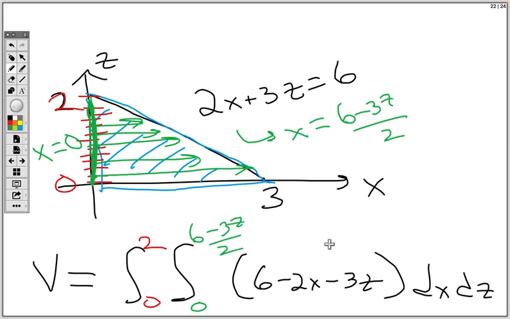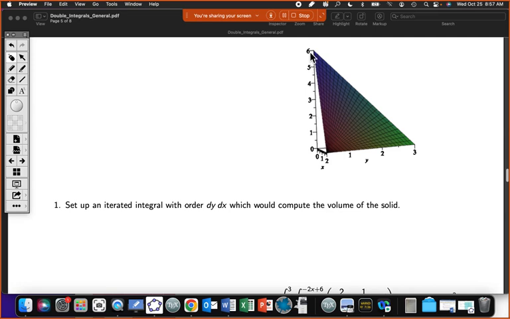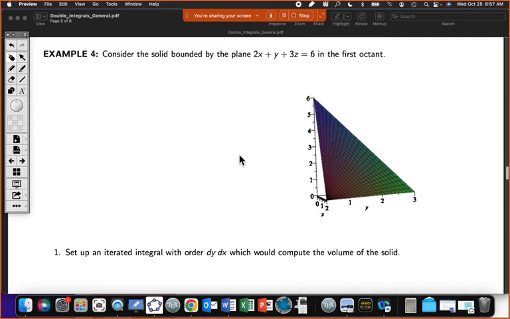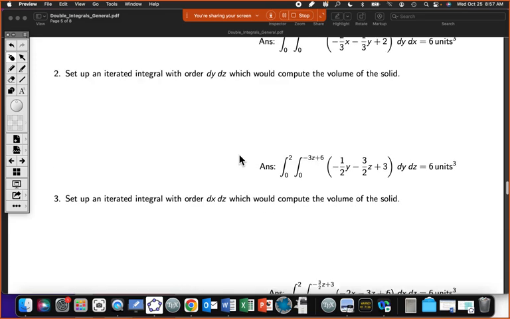And if you go through your iterated integrals, you should get the same number, which apparently is 6 for all of these. Okay. And since this forms a tetrahedron, with intercepts 6, 2, and 3, there's a nice little formula for the volume of a tetrahedron you can apply to get the answer 6. Okay.